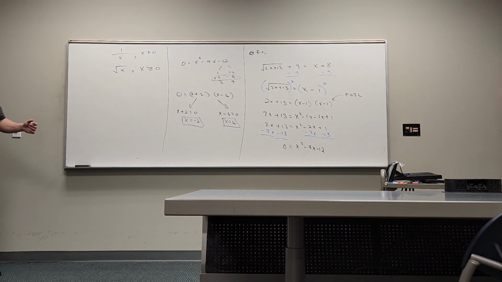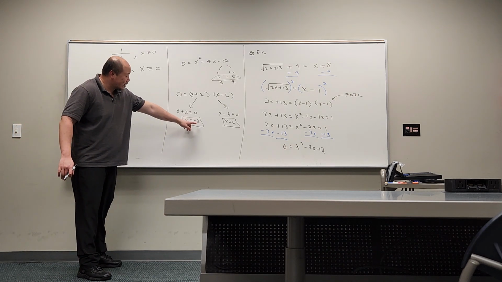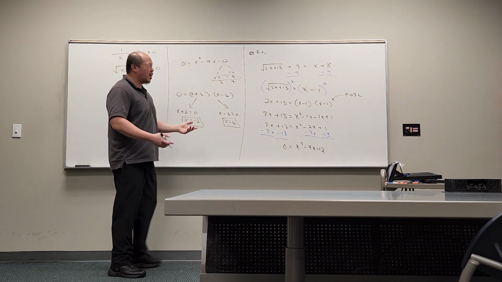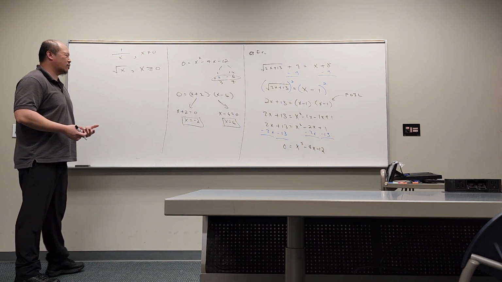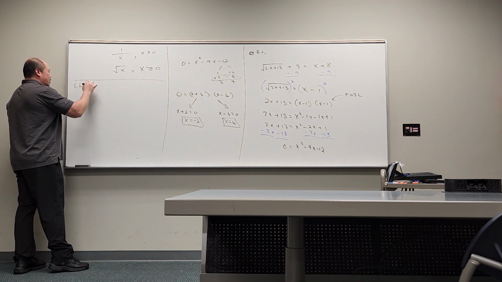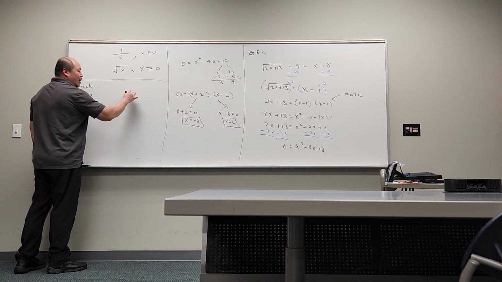So now, looking at your answers, right? If you plug plus 6 in here, not a problem, right? 2 times 6 is 12. So let's check our answers. Let's check. So x equals -2 and x equals 6.